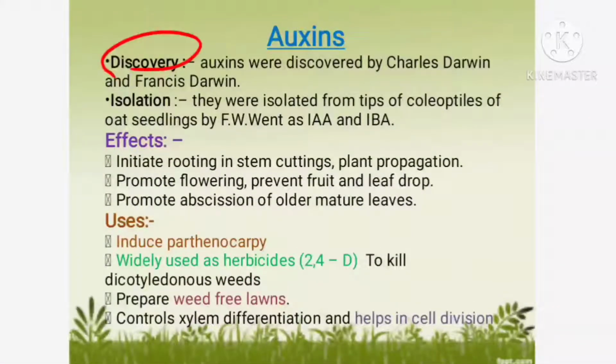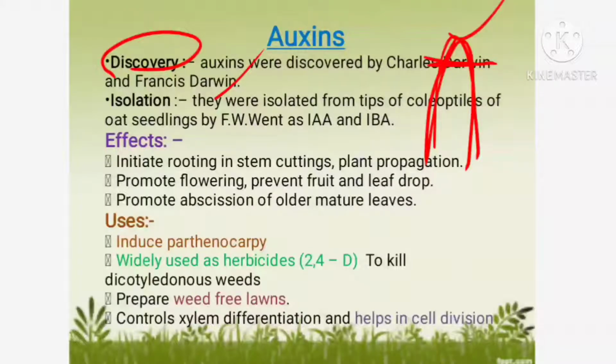It was discovered by these two persons. One is Charles Darwin and another one is Francis Darwin. From where did they isolate auxins? Where did they get auxins? They got the auxins from the tip. Okay, tip means you can understand the end parts.